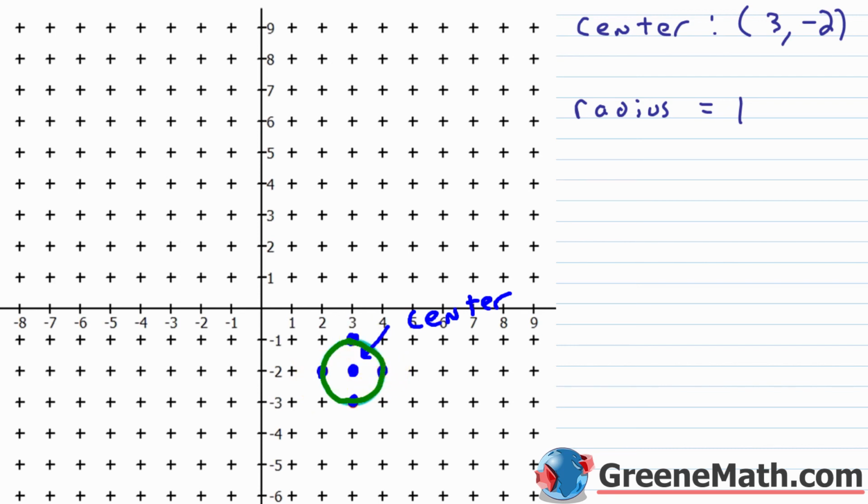So don't worry too much about having a perfect graph. Again, the whole idea here is just to get the concept down, identify the center, identify the 4 points on the outside by using the radius, and sketch a graph through it, and you'll have a good idea of what the circle looks like.